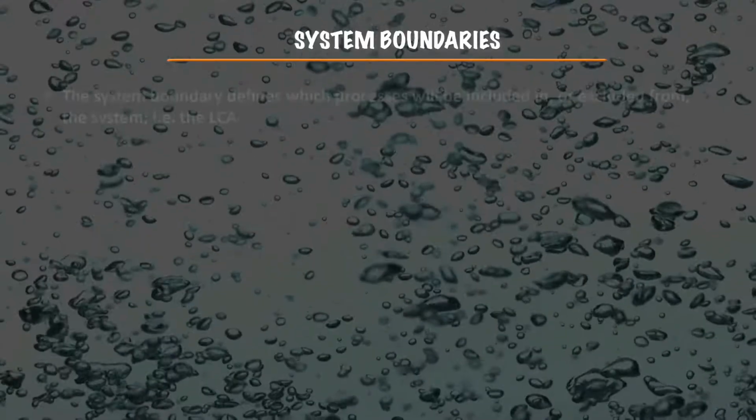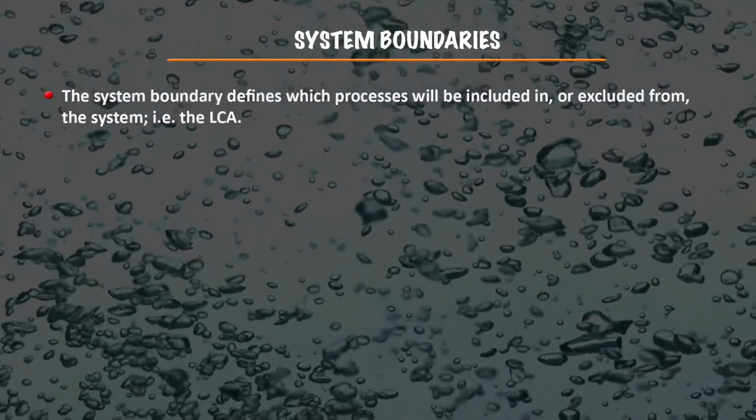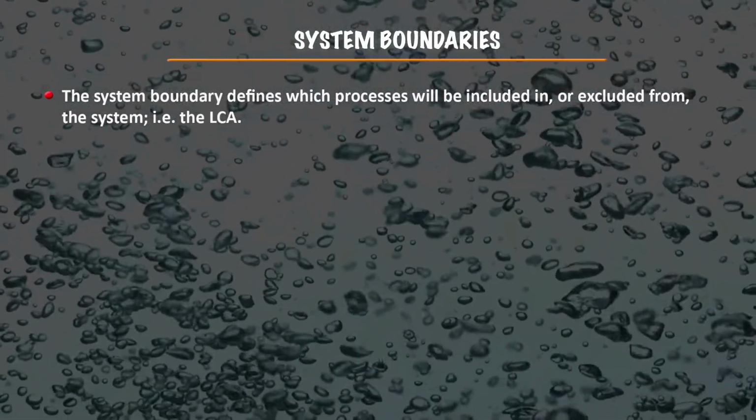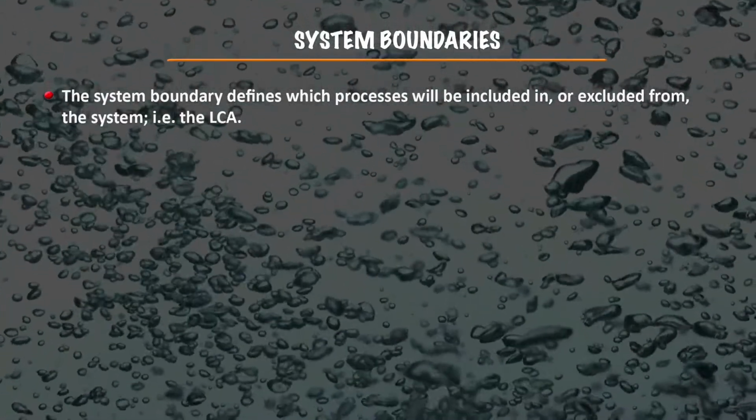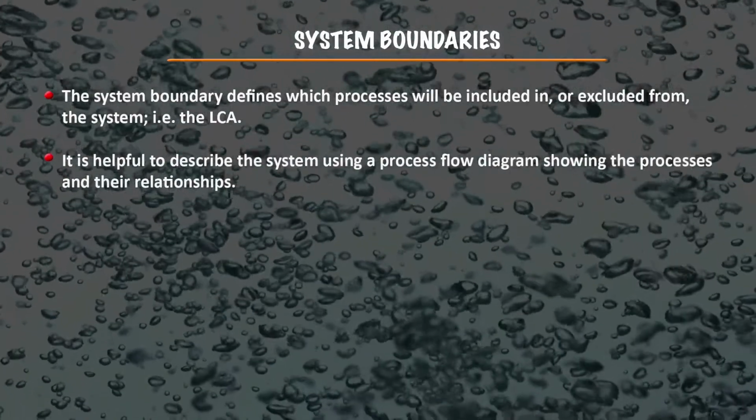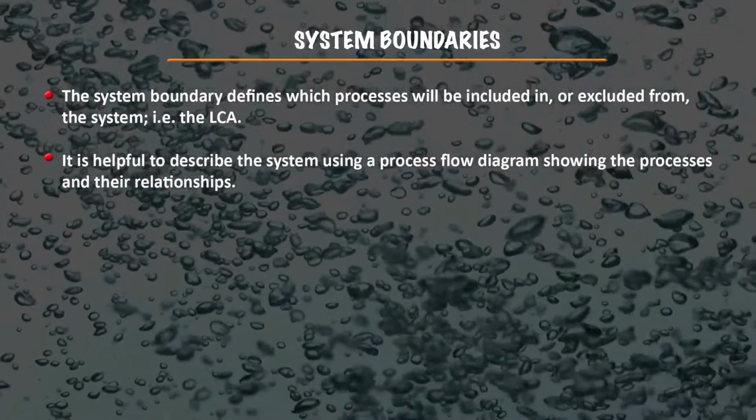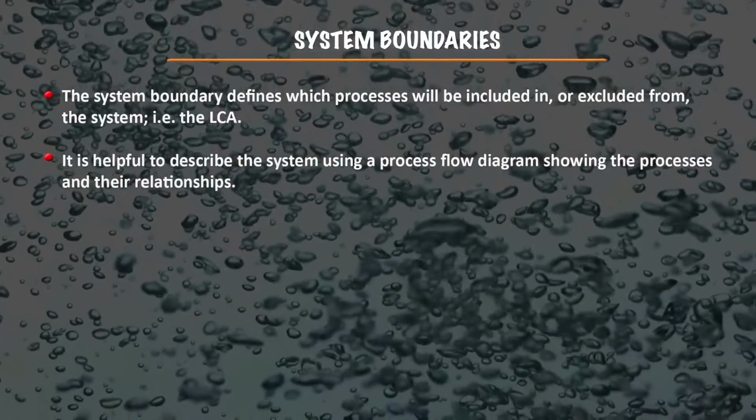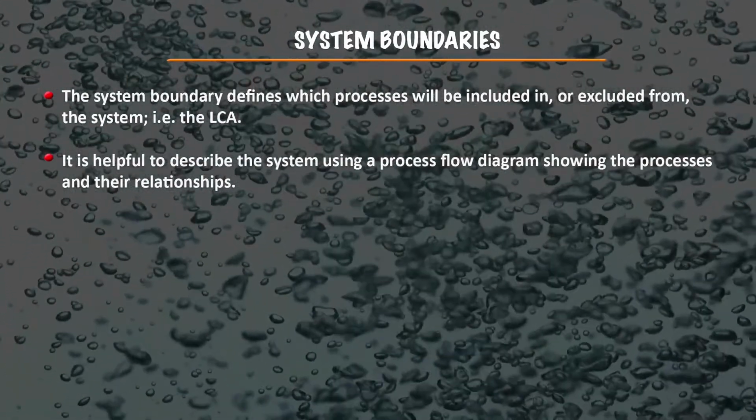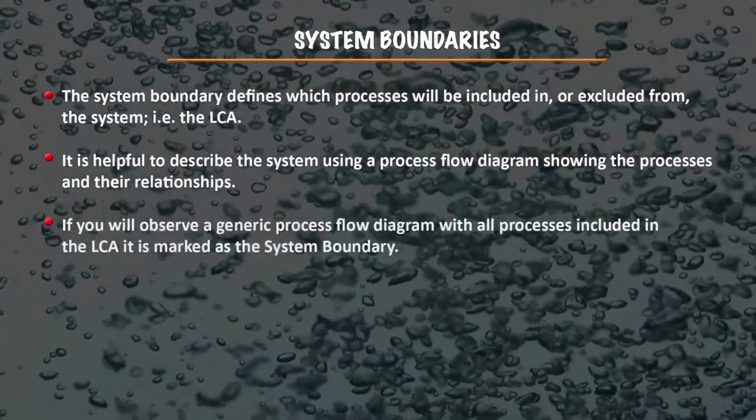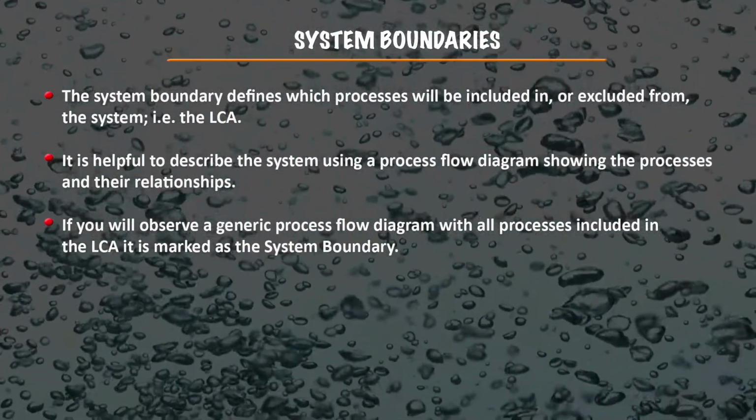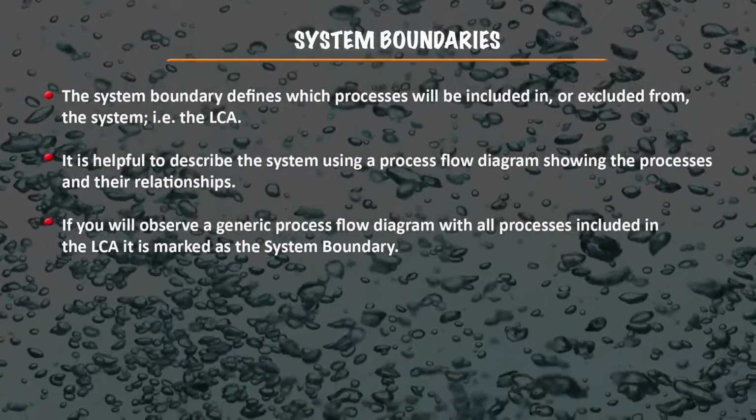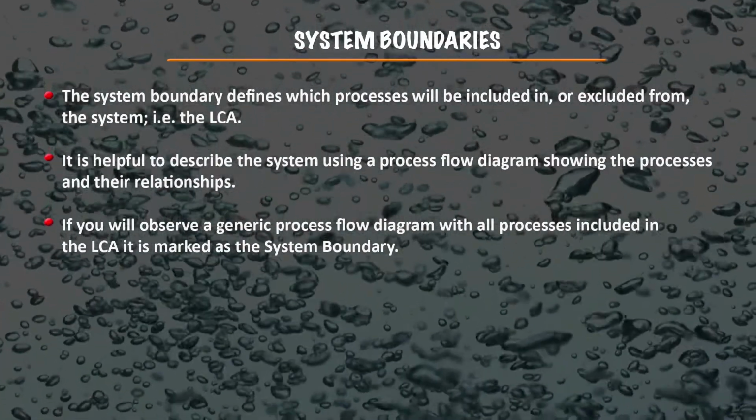The next thing that comes into the picture is system boundaries. The system boundaries clearly define which processes will be included in or excluded from the system. In life cycle assessment, it is helpful to describe the system using a process flow diagram showing the processes and their relationships to each other. If you observe a generic process flow diagram, all processes included in the LCA are marked as the system boundary.